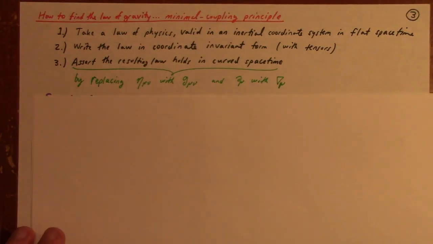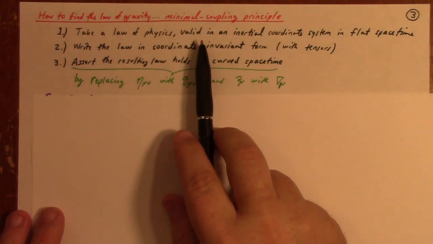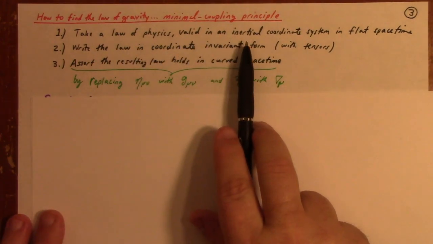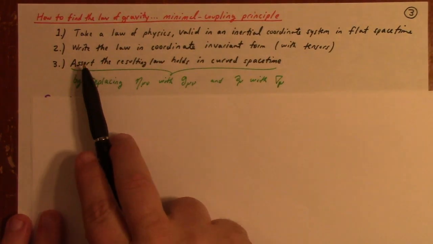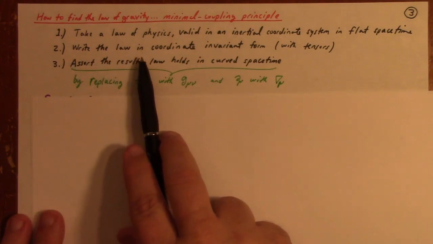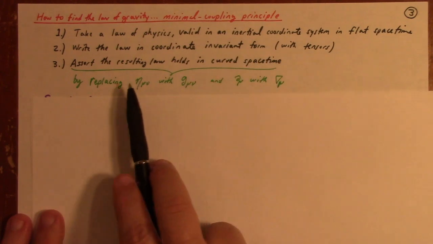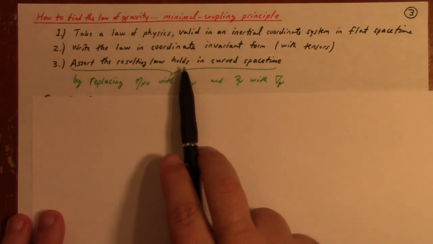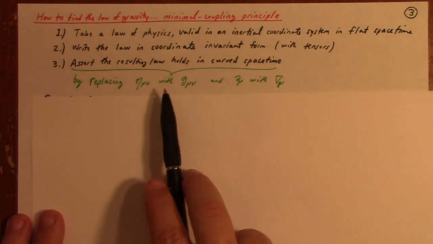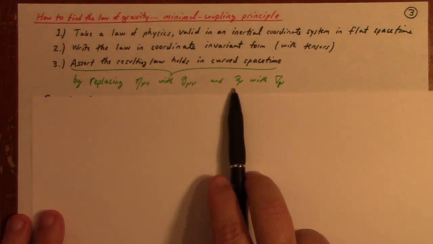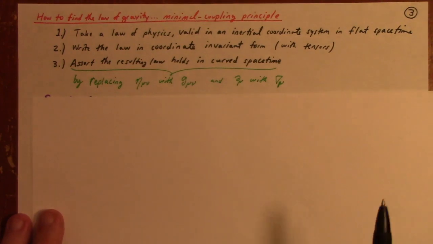But anyway, hardcover. Here we go. So the law of minimal coupling is kind of easy. It simply says you take a law of physics valid in an inertial coordinate system in flat space-time, point number one. Number two, you write the law in a coordinate invariant form, meaning mostly with tensors. And then you just assert the resulting law holds in curved space-time with the appropriate adjustments, namely replacing the Minkowski metric by the curved metric and replacing partial derivatives with covariant derivatives. All right, that's how you do it.